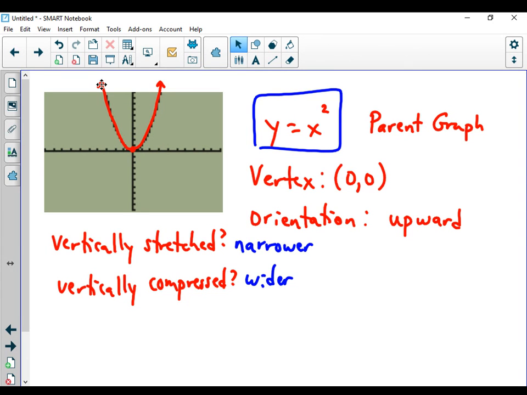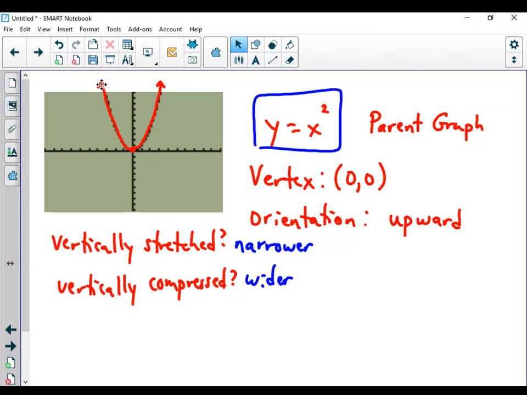Versus this one, if I wanted the vertex to drop down 5, it's now at (0, -5). Which means when I plug 0 in for x, I need y to be -5. That's why I squared the 0 first, and then I subtracted 5. Sometimes you can be a little bit confused on that. All right, so those are the only ways that we could do those.